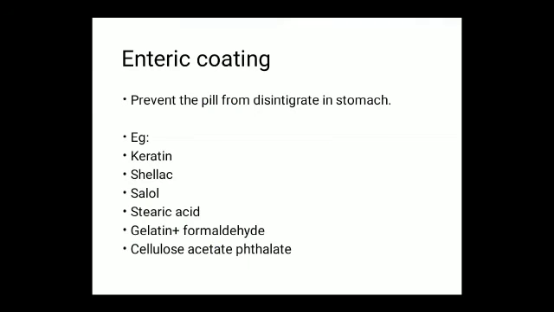Next one is enteric coating. This enteric coating prevents the pill from disintegrating in the stomach, allowing it to break up in the intestine. The following materials are used for enteric coating of pills: keratin, shellac, xylol, stearic acid, and gelatin in combination with formaldehyde. Nowadays, cellulose acetate phthalate is also used as an enteric coating material for pills.